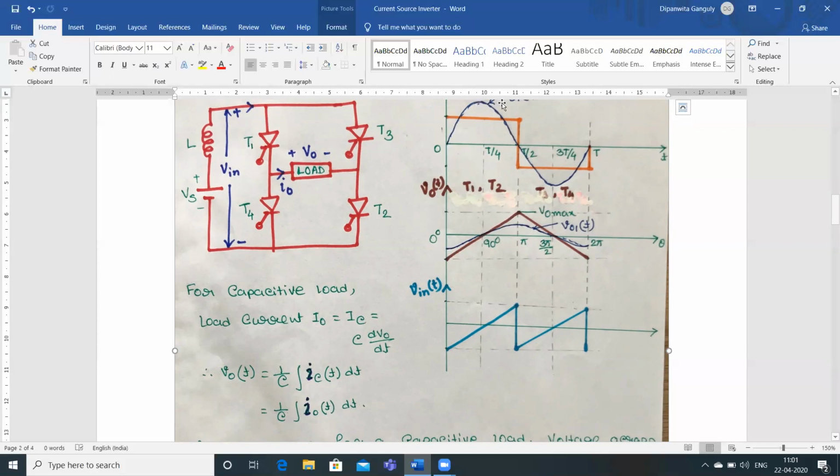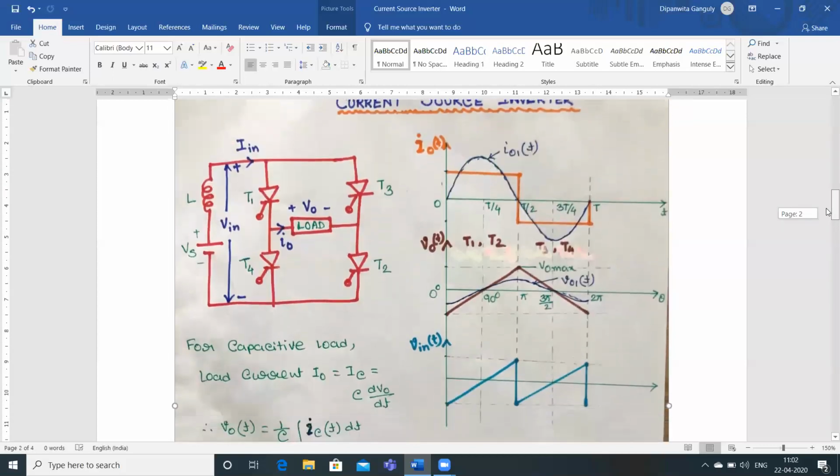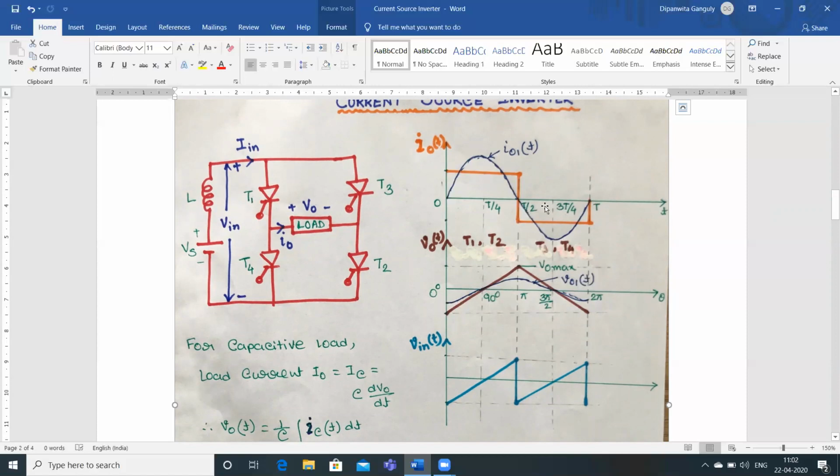Now if we plot the fundamental component of input current or output current for this circuit, the input current is equal to the output current. So the fundamental component of output current will be a sinusoidal waveform, and the fundamental component of output voltage is also a sine wave. That is represented as V01(t), the fundamental component of output voltage, and I01(t), the fundamental component of output current.